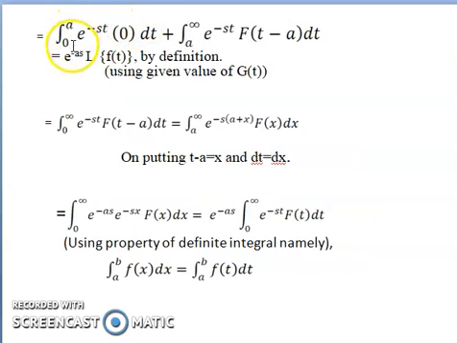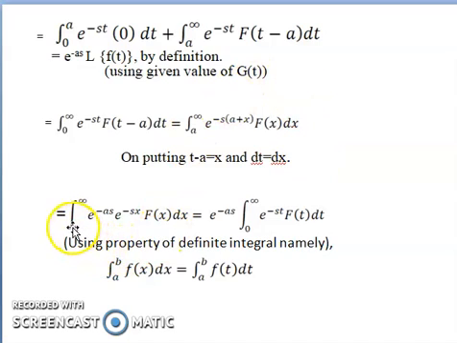Then the integral from 0 to a of e to the power minus st g(t) dt becomes 0 as per the statement conditions, plus the integral from a to infinity of e to the power minus st f(t minus a) dt. So it becomes e to the power minus as into L of g(t), by the definition using the given values of g(t). So it becomes the integral from a to infinity of e to the power minus st f(t minus a) dt, which equals the integral from 0 to infinity of e to the power minus (a plus x) s f(x) dx, because here on putting t minus a equal to x, t becomes x plus a and dt becomes dx.